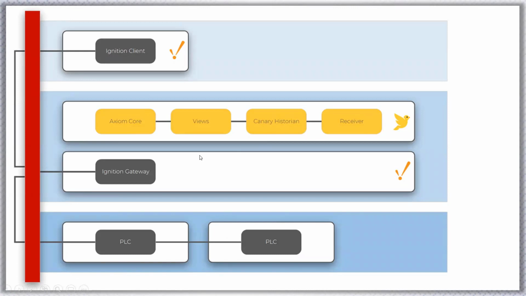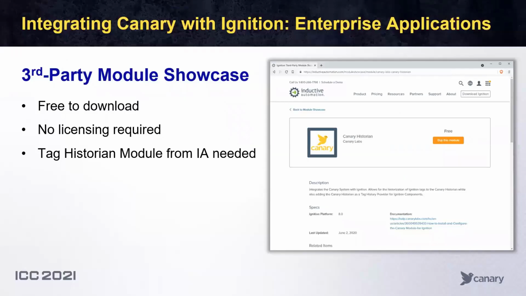So on the Ignition gateway, we will look to install a module that Canary has built that will work with the Tag Historian module so that we can feed data over to the Canary instance. That module is available right now, has been for the last 2 years on Ignition's module showcase. It's free to download. There's no licensing required. And all you need to make that work is the Tag Historian module from Ignition.